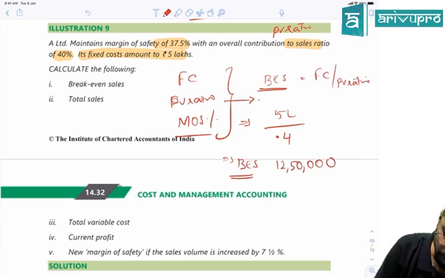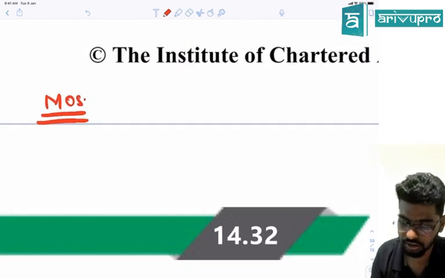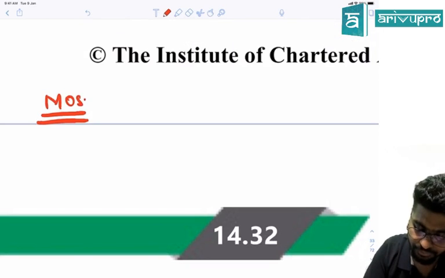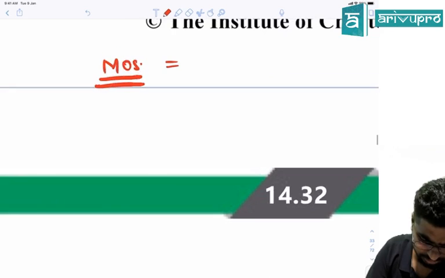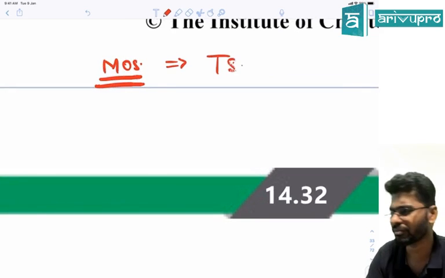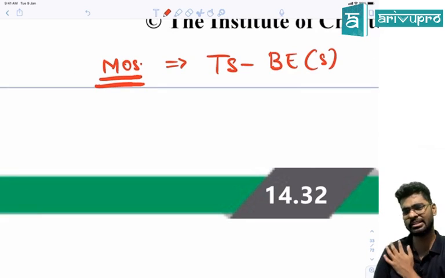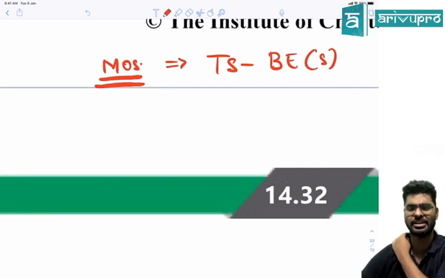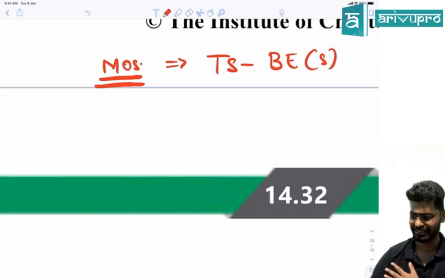Now, what is margin of safety as a formula? Margin of safety is equal to total sales minus break even sales. Total sales minus break even sales. Are you clear? Guys, are you clear?